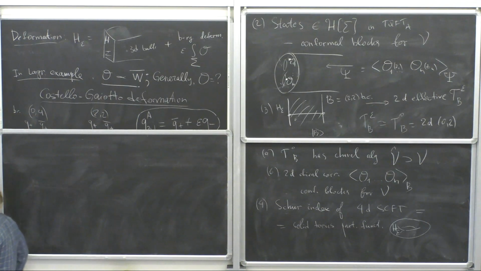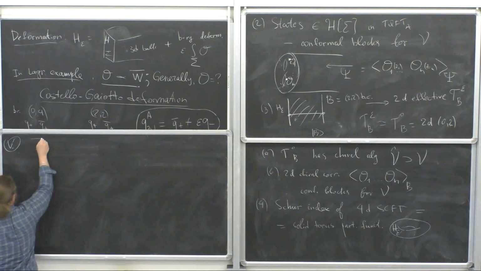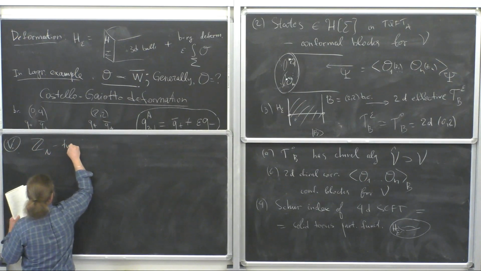Okay, now let me go to the next part. I don't remember if I was keeping the count, but it's part 5, whatever. Z_n twisted reductions. So what I mean.